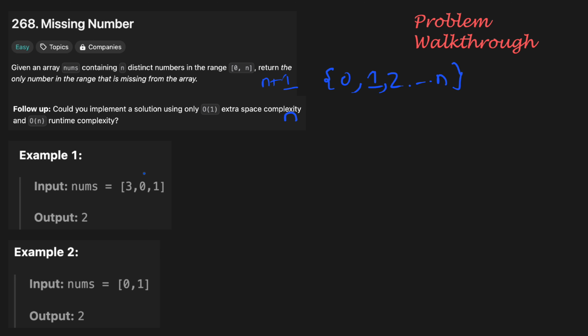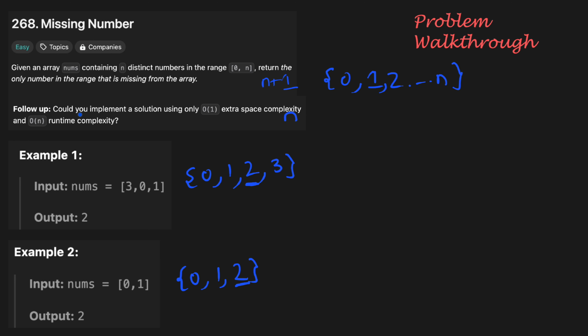For example, in example 1, n is equal to 3, so the range will be from 0 to 3, containing the elements 0, 1, 2 and 3, and the array contains the elements 3, 0, 1. So the only number which is missing in the range is 2, hence 2 will be our answer. Similarly, in example 2, n is equal to 2, so the range will be from 0 to 2, containing the elements 0, 1 and 2, and the array contains the elements 0 and 1. And again, the only number which is missing in the range is 2, hence we will return 2 as our answer.